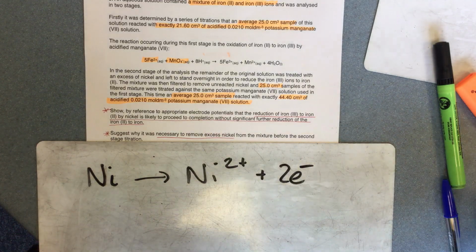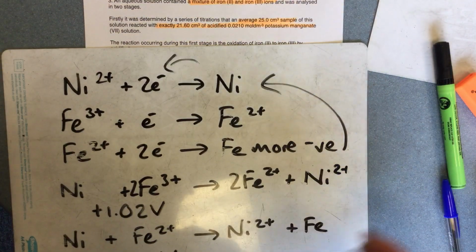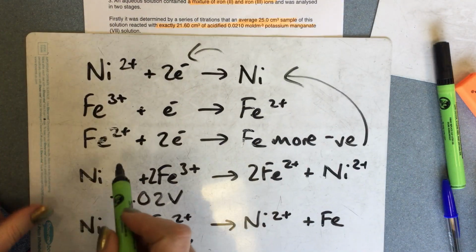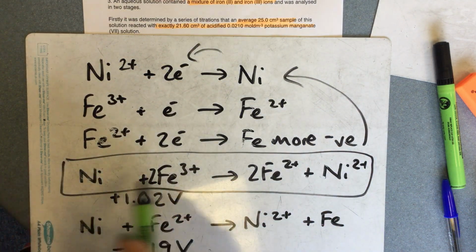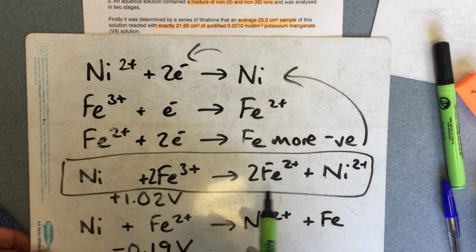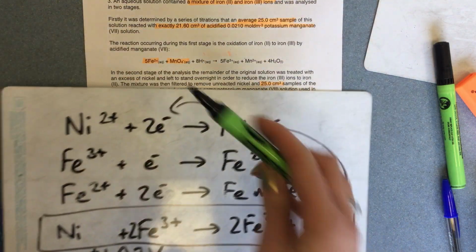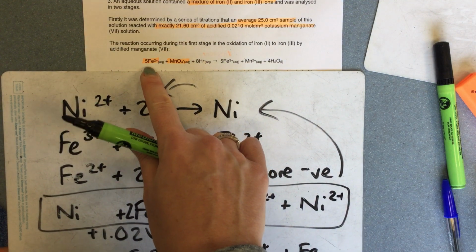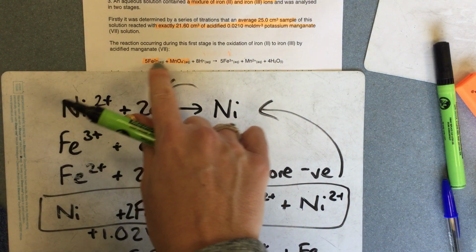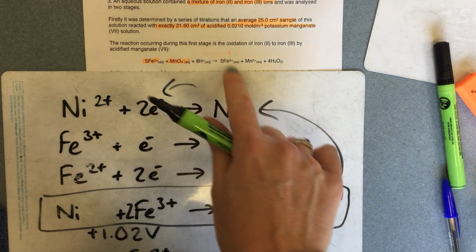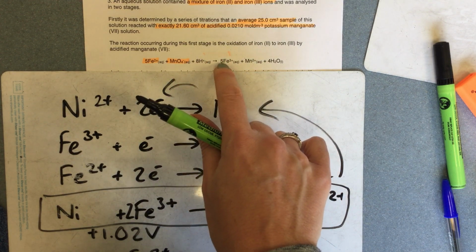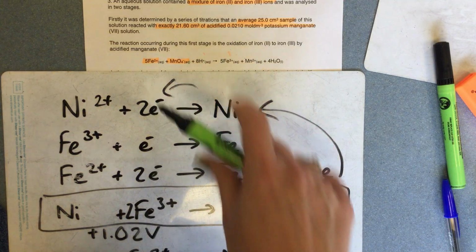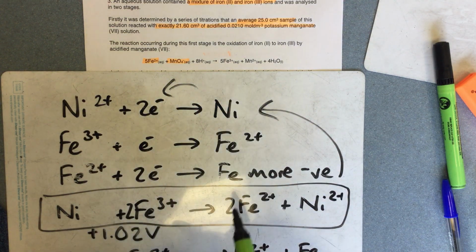But the other thing that would happen is we've just decided that this reaction is spontaneous. So nickel plus 2Fe3+ goes to 2Fe2+, 1 volt, that is spontaneous. Here, during the titration, Fe2+ reacts with MnO4- to make Fe3+. So if I had nickel left in the mixture, then that Fe3+ could react with the nickel and form Fe2+.